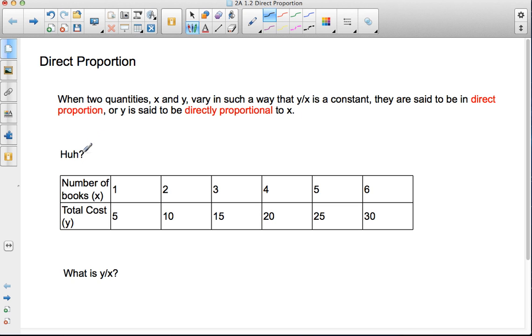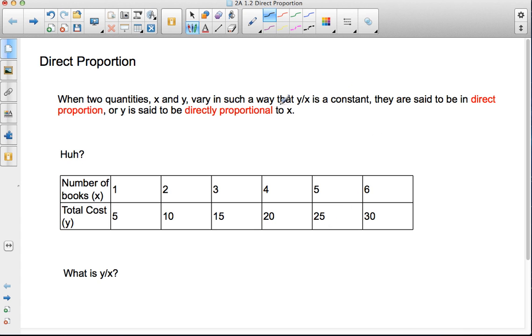Now, if that's a little confusing, let's take a look at an example. Here's a table. What you'll notice is the number of books increases in value, and also the total cost increases as well. One book will cost $5, two books will cost $10, three books will cost $15, and so forth.